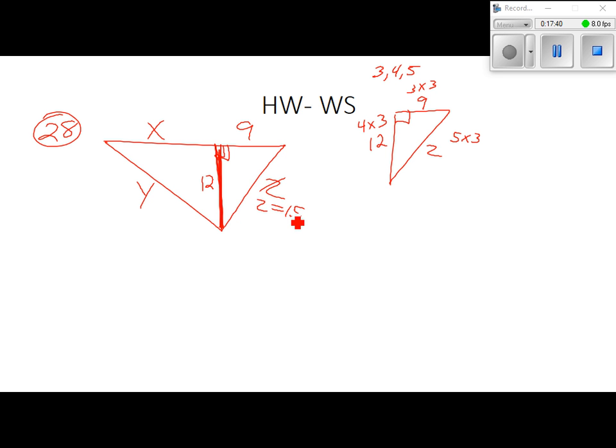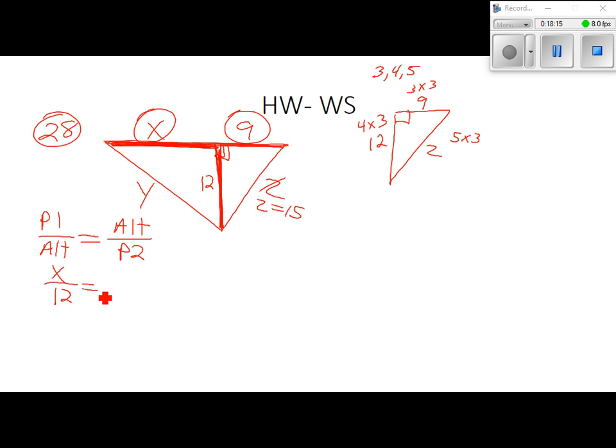You could do it using the leg theorem that we talked about the other time too. To find X, that's this part of the whole hypotenuse of that big triangle. So I'm going to do altitude goes here, altitude goes here, part 1 goes there, part 2 goes there. What is part 1 this time? X. Does it really matter which one of these is part 1 and which one's part 2? Makes no difference. What's the altitude this time? Part 2? You put X here, then 9 has to go there.